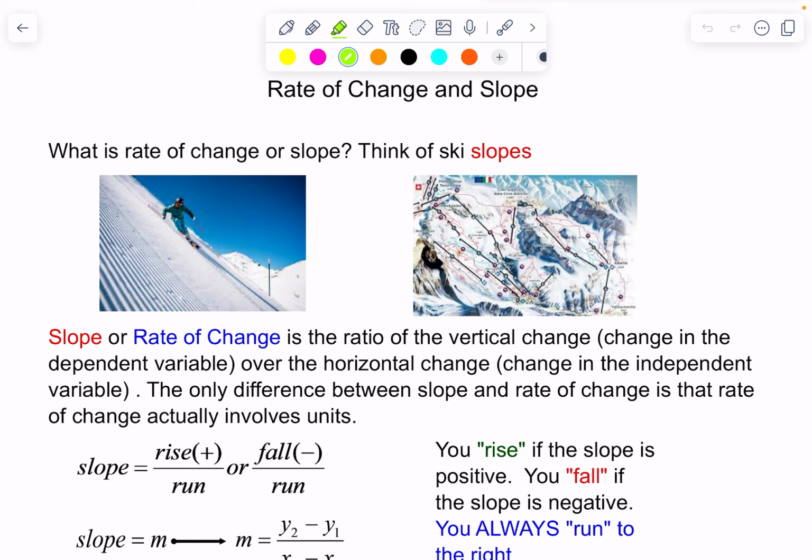Today we're going to learn about rate of change and slope. This is integral for the next phase of working with linear functions. So let's get right to it. What is the rate of change?